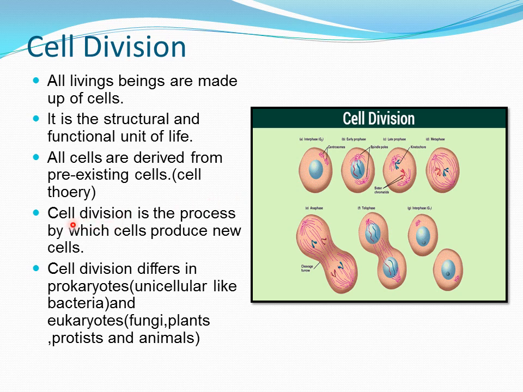Now what is then cell division? It is a process by which the cells produce new cells. Now cell division is different in prokaryotes as well as in eukaryotes. Now you know, I think, what are prokaryotes and eukaryotes. Prokaryotes are mainly the unicellular organisms. Like initially when life started, the unicellular organisms were bacteria and all. So cell division in them is different from those in the eukaryotes like fungi, protists, plants and animals. Now let us move on to the next slide.